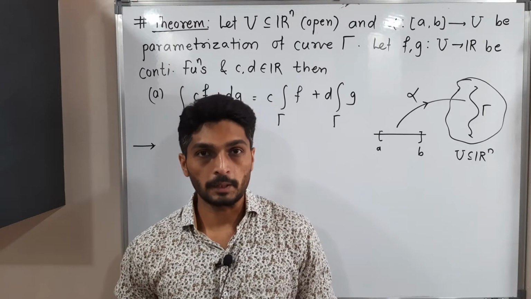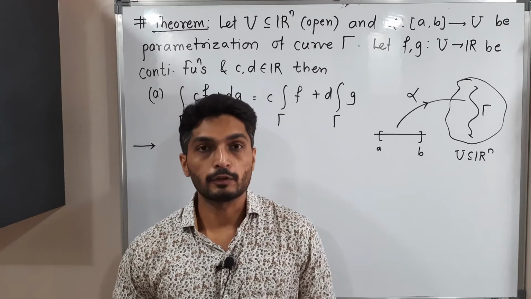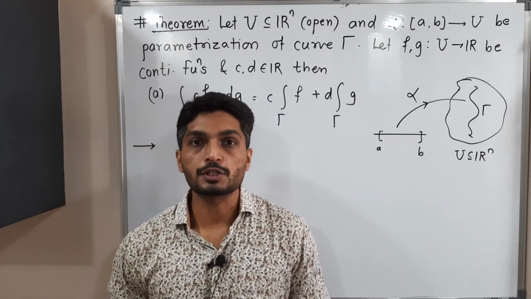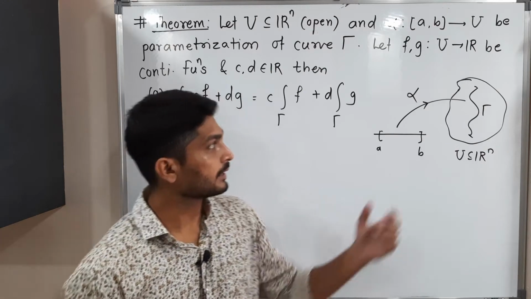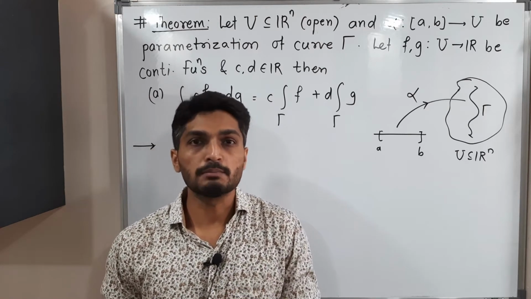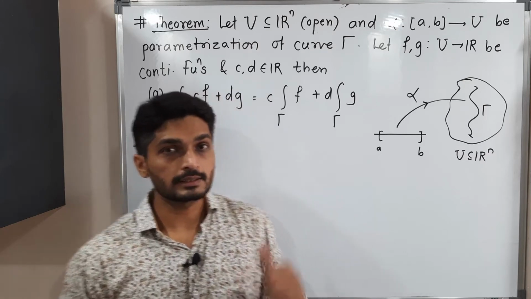Let us discuss this theorem. In this theorem, we prove some properties of the integral of a scalar valued function. We have two functions here, f and g, and a curve gamma having this parameterization alpha. We have to prove a very simple result. Three results actually we are going to prove. Out of that, this is our first result.